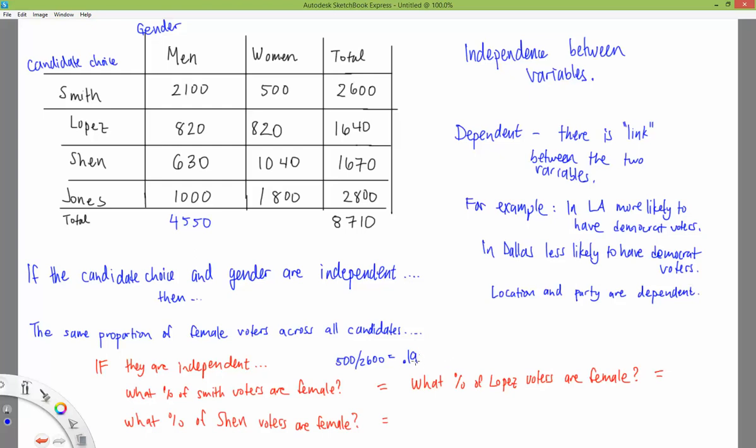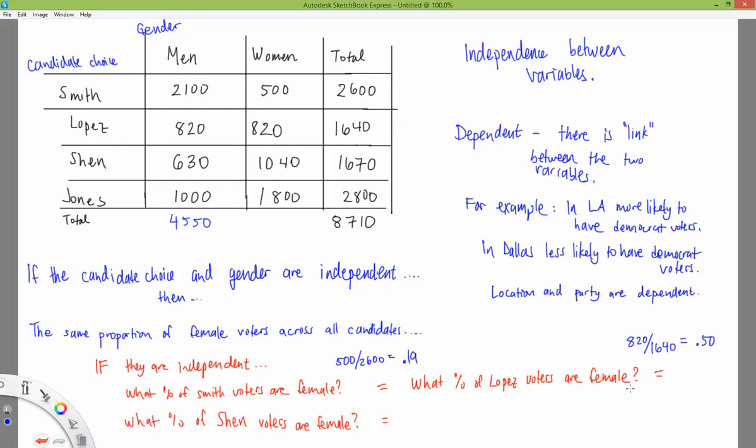What percentage of Lopez voters are female? We would do 820 divided by 1,640, and it gives us 50%. So right off the bat, we know it is not independent, because these answers are different. Only 19% of Smith voters were female, whereas 50% of Lopez voters were female. So we know that gender played a role.